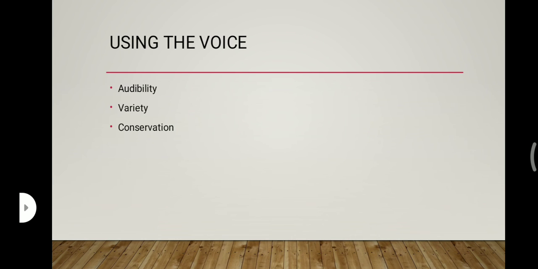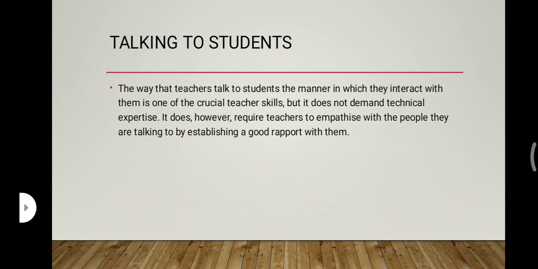And the next, talking to the students. Talking to the students, teachers need to be aware of three things. The first, they should consider the kind of language that students are likely to understand. And second, they need to think about what they wish to say to the students and how to do it. And third, they need to consider the manner in which they will speak.